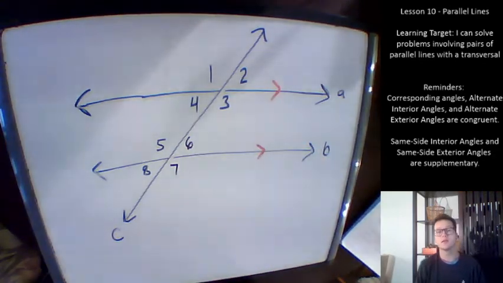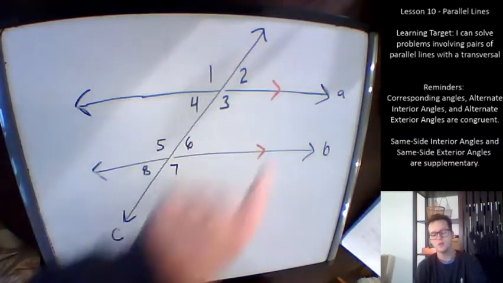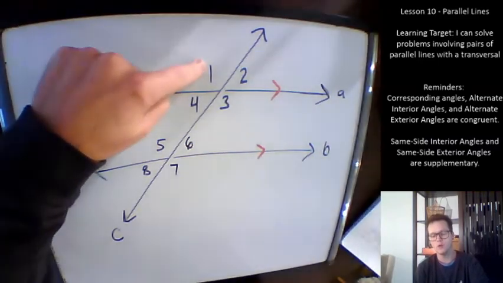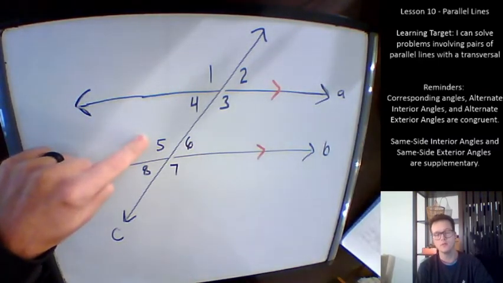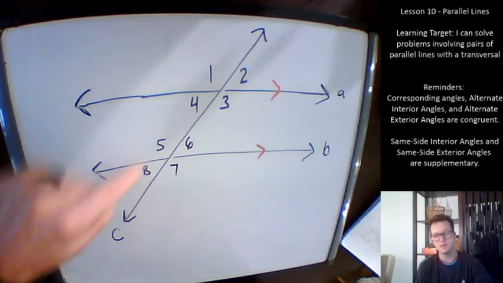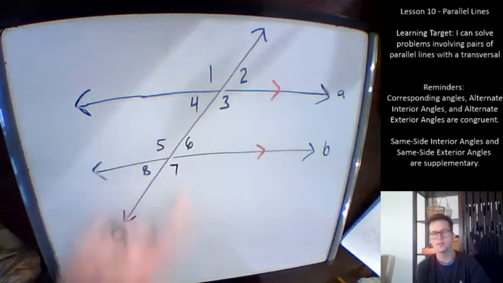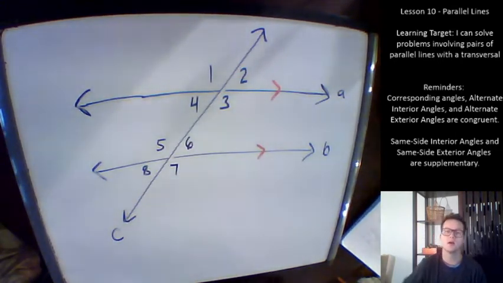So corresponding angles always come in pairs. We don't list more than two at a time when we talk about corresponding angles. The relationship that corresponding angles have to one another is that they are congruent to one another. So we don't know any angle measures here, but we know that angle 1 has the same measure as angle 5. Angle 4 has the same as angle 8, 2 and 6 are the same, and 3 and 7 are the same. And you see that above me here.